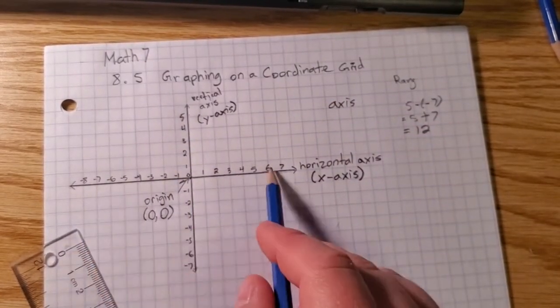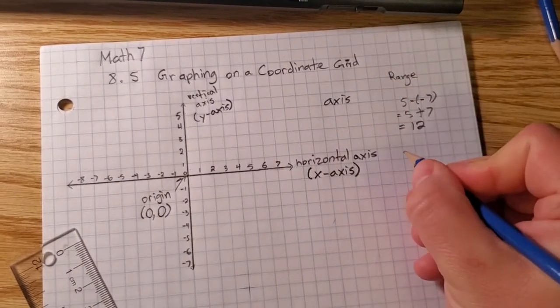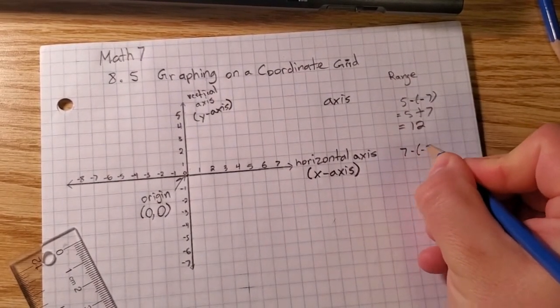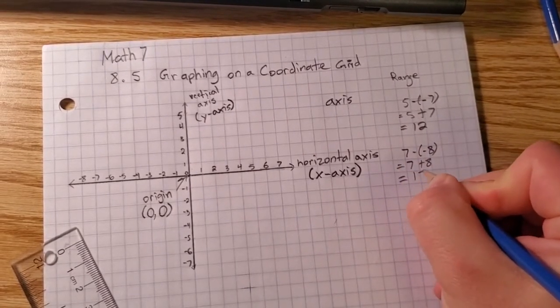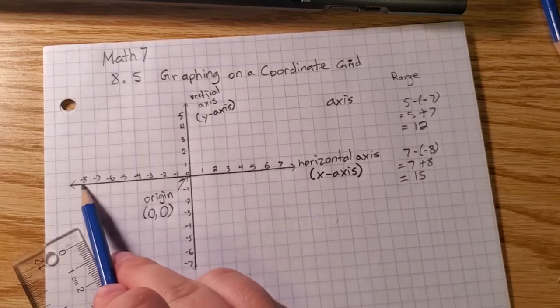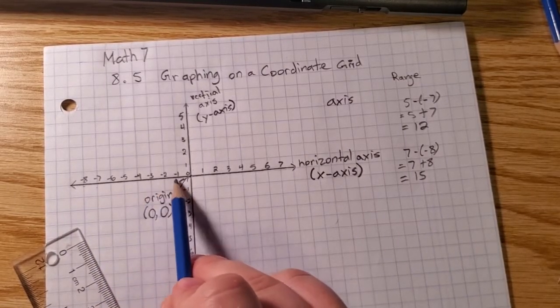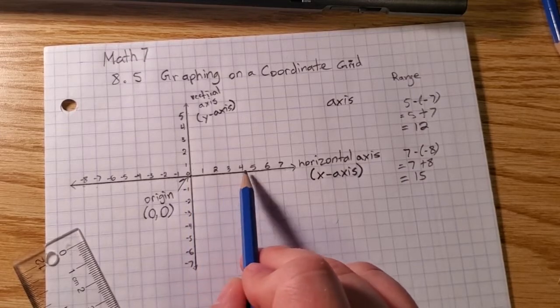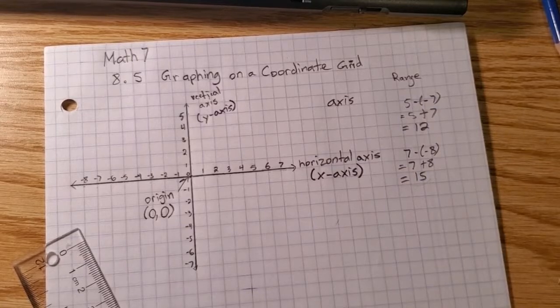And here we have 7 subtract -8, which is 7 plus 8, which is 15. And if you counted starting at -8, this line, 1, 2, 3, 4, 5, 6, 7, 8, 9, 10, 11, 12, 13, 14, 15. Okay, so that's range.